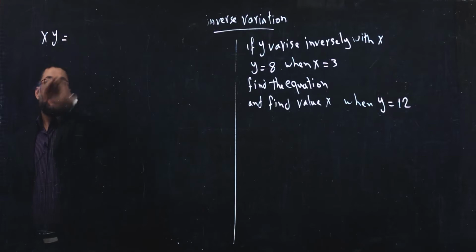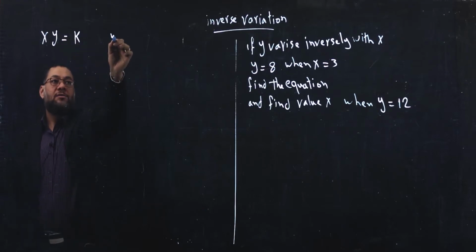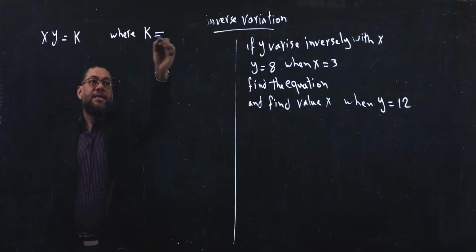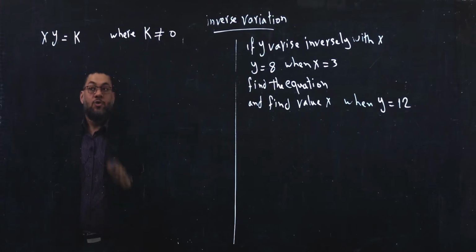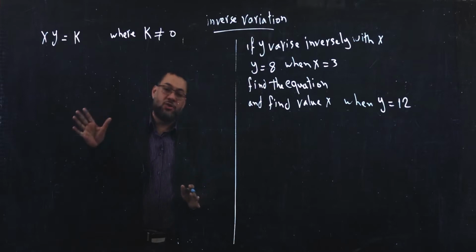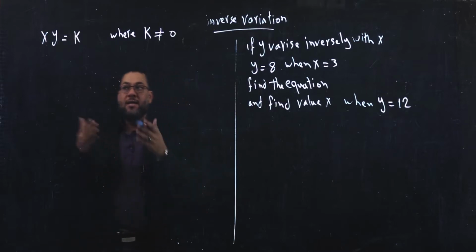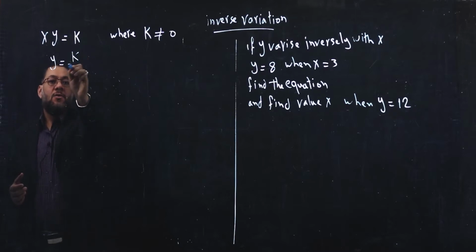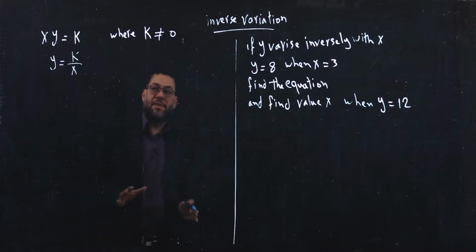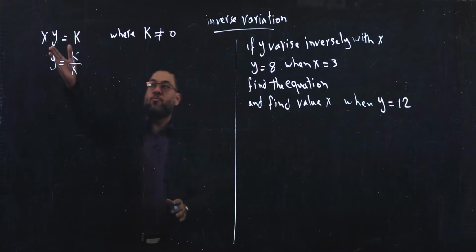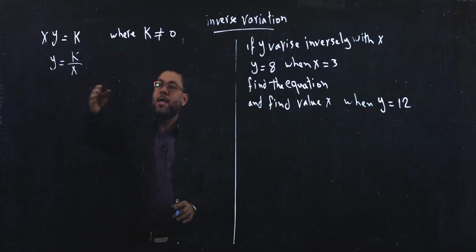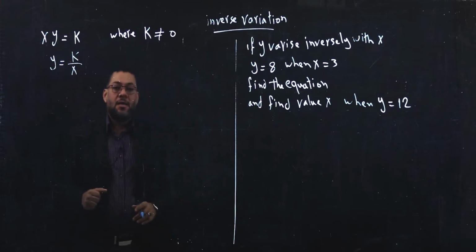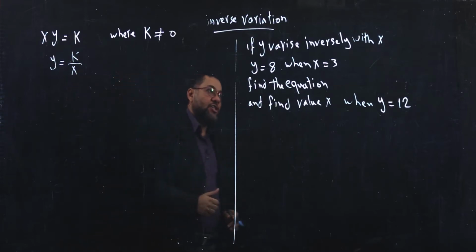xy equals k, where k is not equal to 0. Okay? We can put the equation of inverse variation in another form, like y equals k over x. So, inverse variation, we can put it as xy equals k or y equals k over x. Let's take an example about inverse variation.